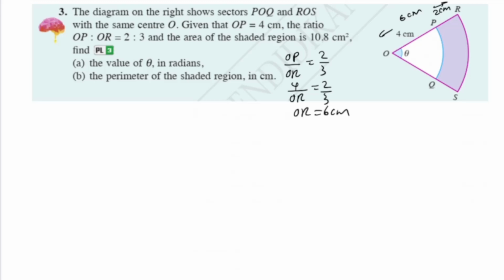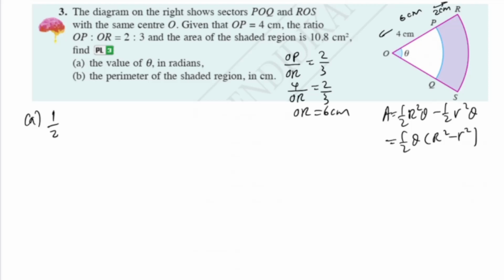Okay, number 1, you're finding the value of theta in radian. The area of the shaded region is 10.8. So this is what we call area of concentric sector. There is actually a formula for this, but if you don't want to remember, it's okay. The formula goes like this: half r squared theta for the big sector, minus half r squared theta for the small sector, which is half theta, big r squared minus small r squared. If you want you can use it, if you don't it's okay. You can do it separately, it's actually the same. So let me just use this for now.